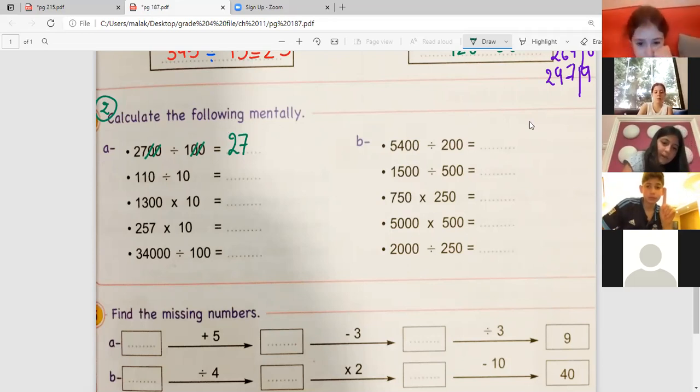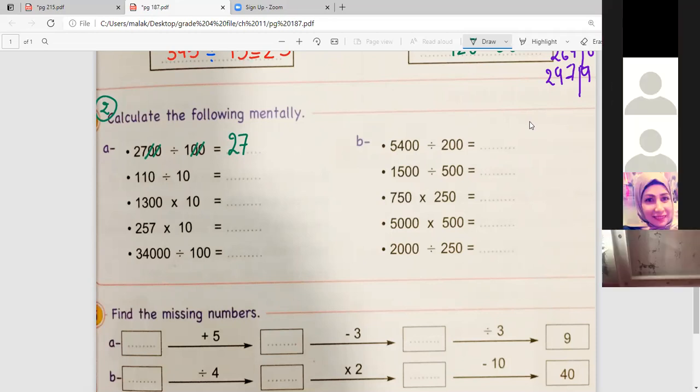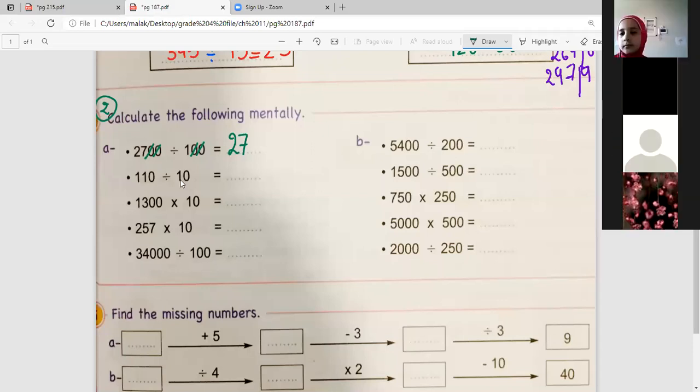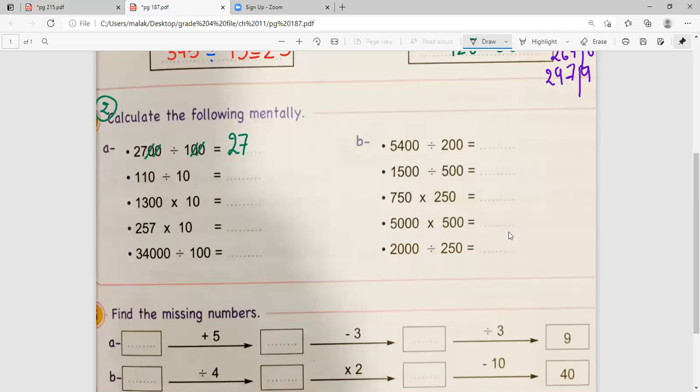Ranim. Yes, teacher. 110 divided by 10. First, we remove the one zero from each side. Yes, so the answer will be? 11, because we are dividing by one. Excellent. Bravo, Ranim. Thank you.